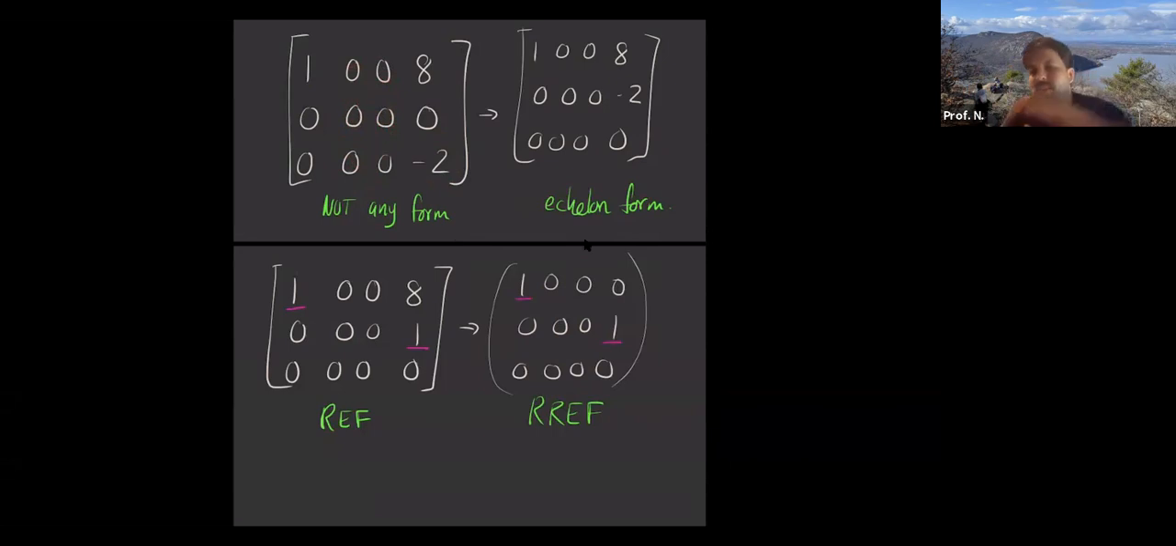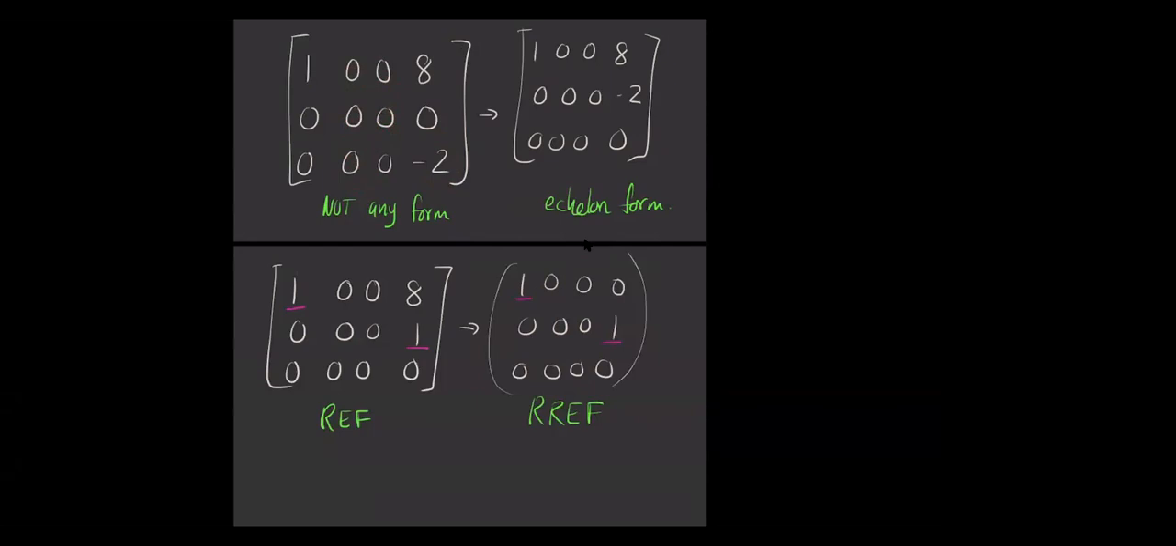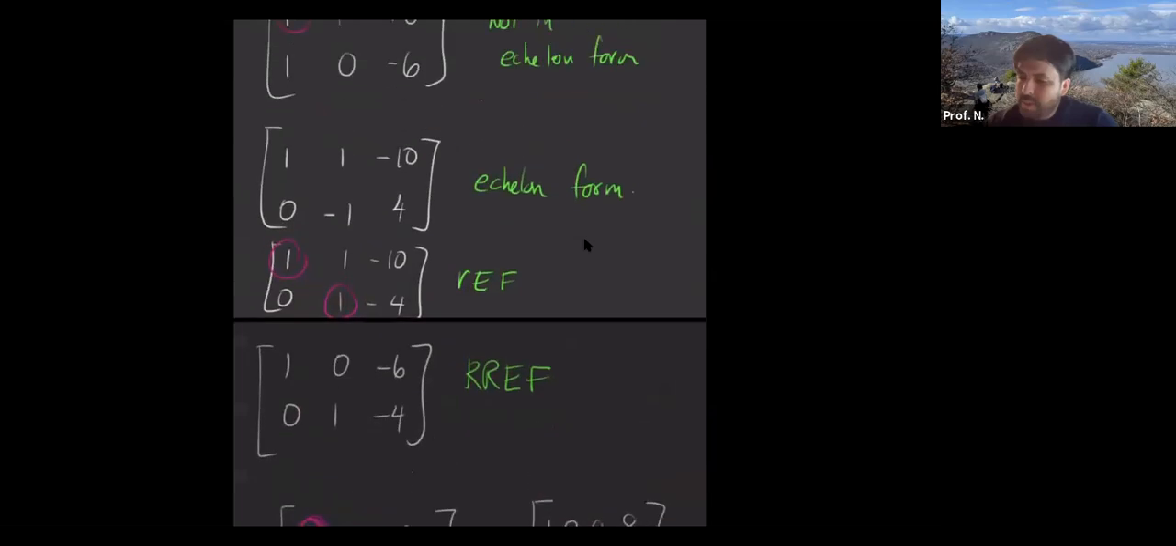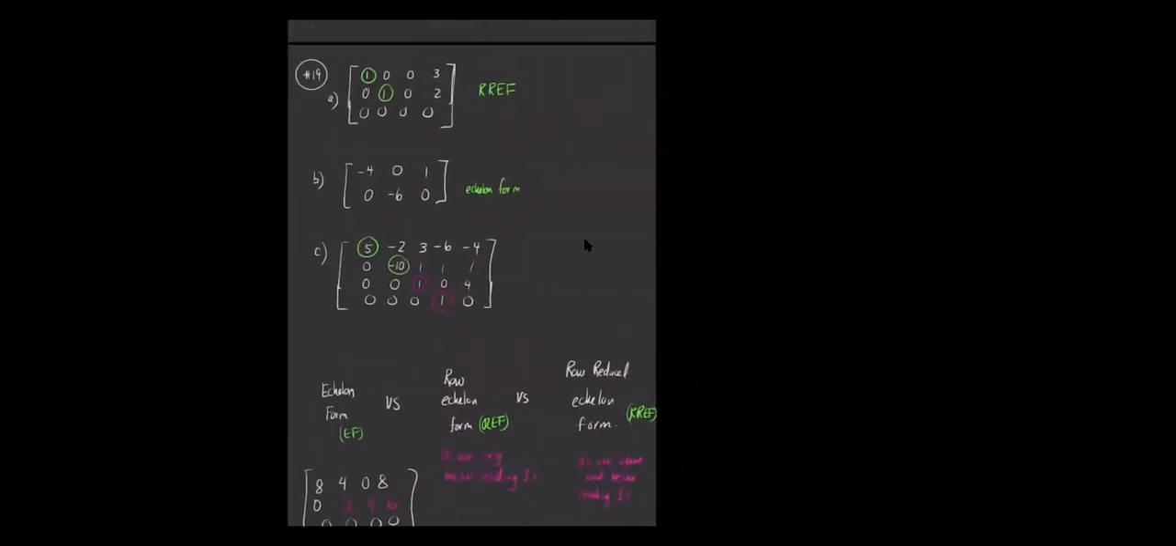Any questions now about echelon form? Where we do echelon form? Can you go back to number 5? Number 5 for what? The Weber number 5. I want to see the final answer.